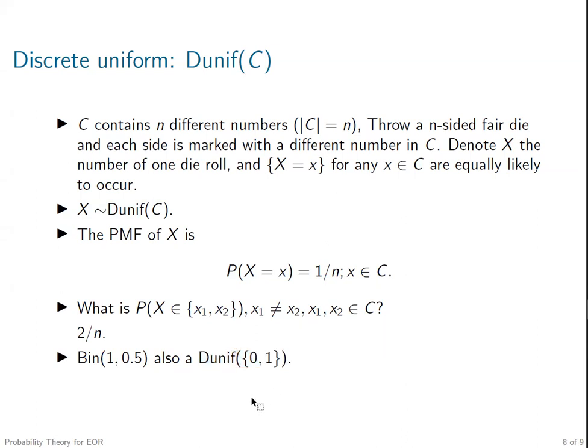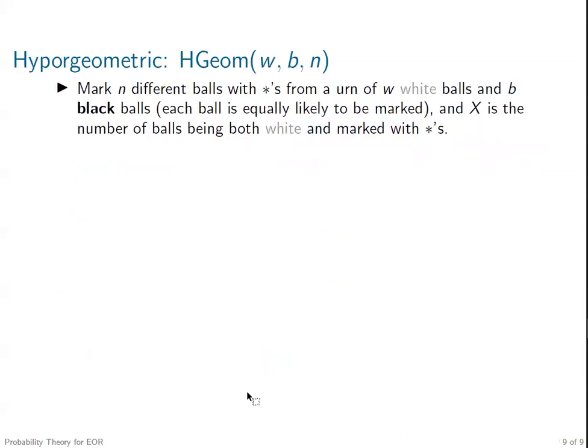This is the second special discrete random variable we introduce. And the last one is the most challenging one. Among the three, it is the most challenging one, I think. It's called the hypergeometric distribution. And the distribution for this one needs to be specified with 3 different parameters, W, B, and N. For a hypergeometric random variable, this is the background story.